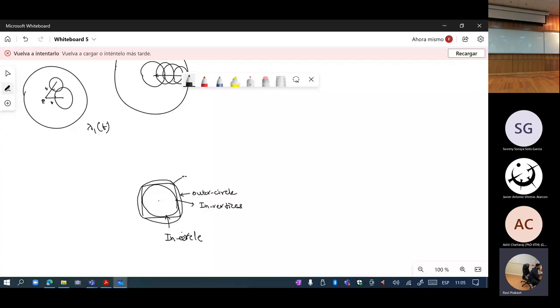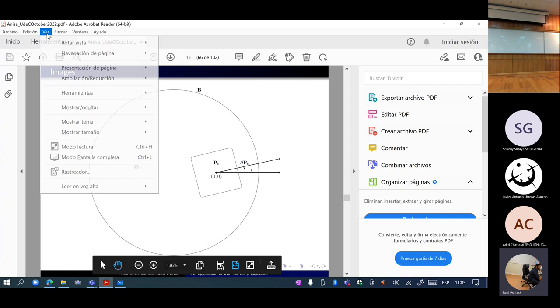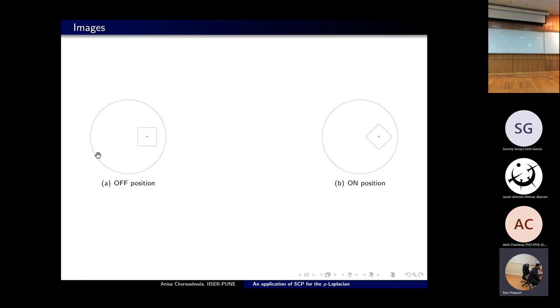And the point of intersection of the outer circle and the square is something which I will call outer vertices. So in the on configuration and off configuration that we have, the pair of opposite inner vertices are along the diameter of the disk, and the pair of opposite outer vertices are along the diameter of the disk here too. So this is what I will call on configuration and off configuration.